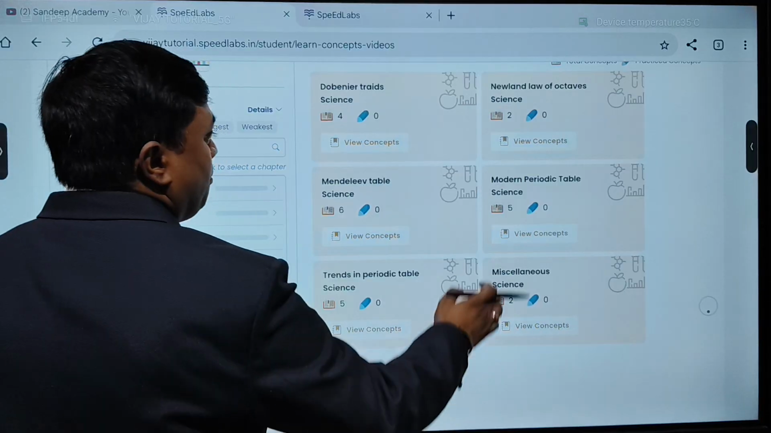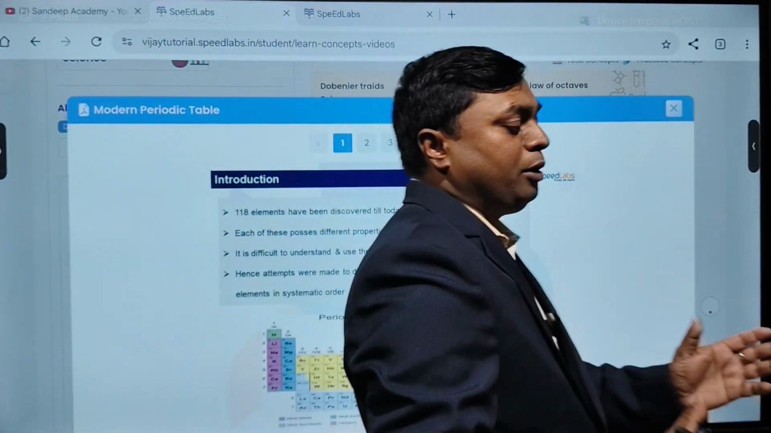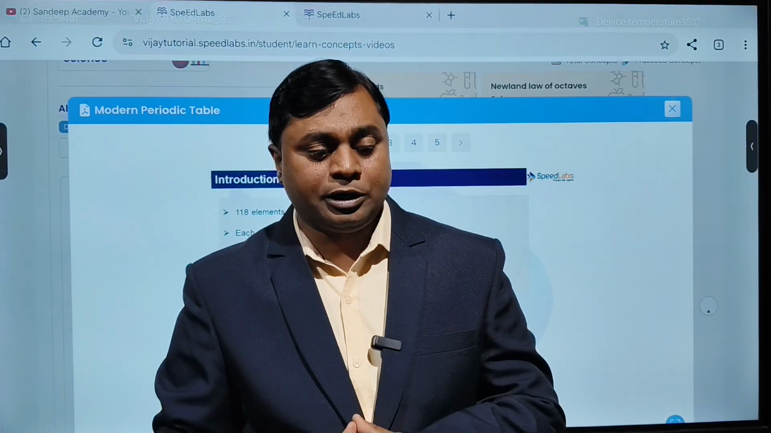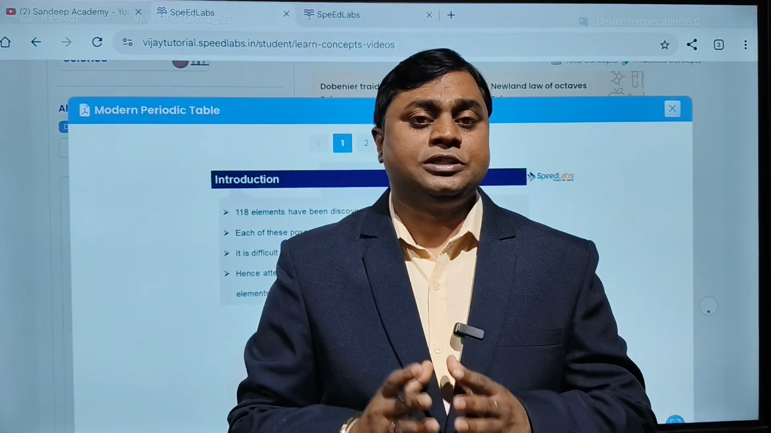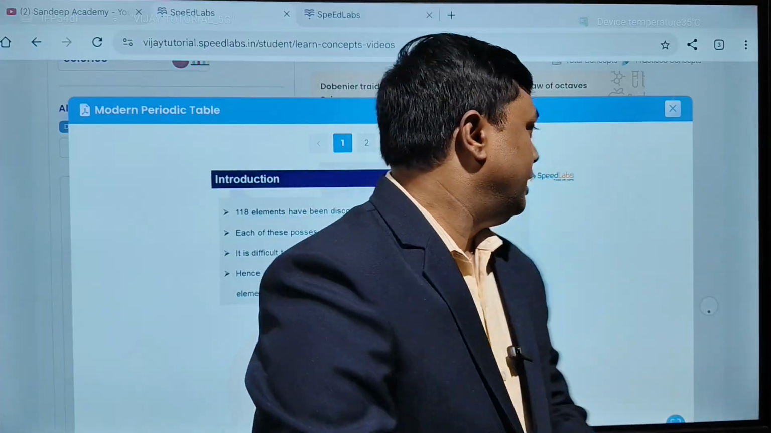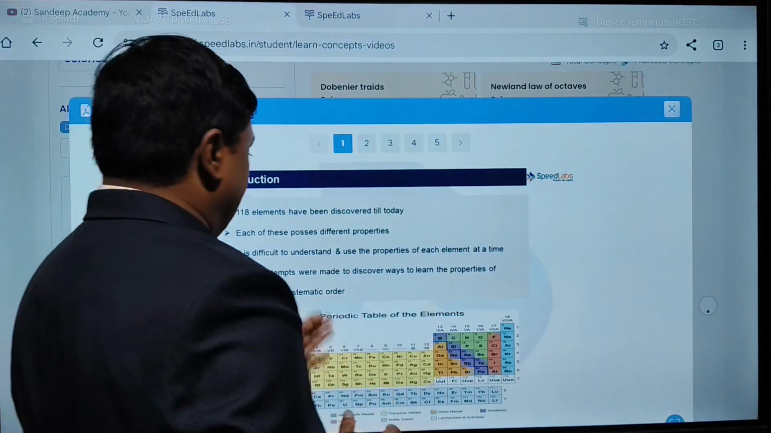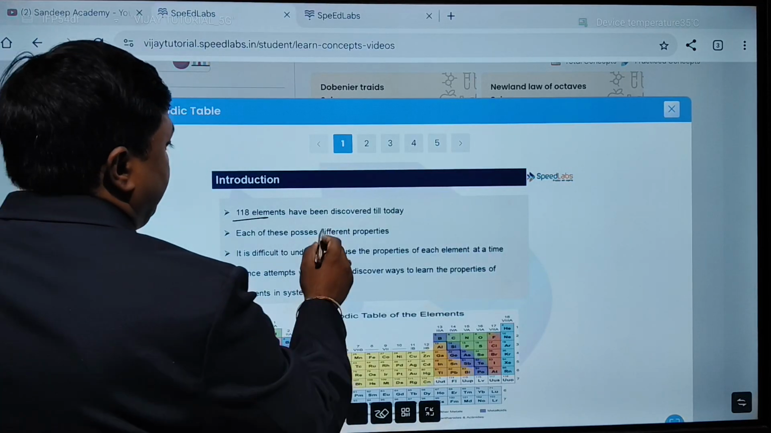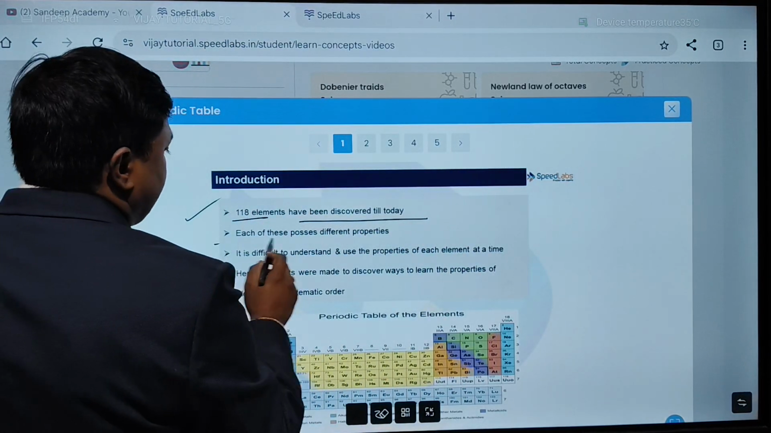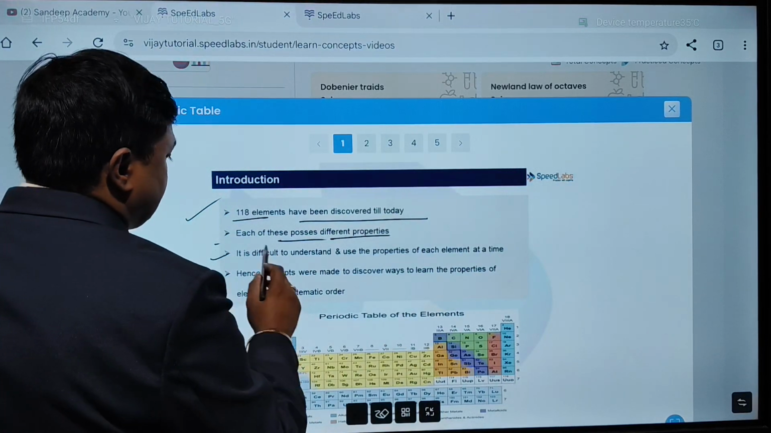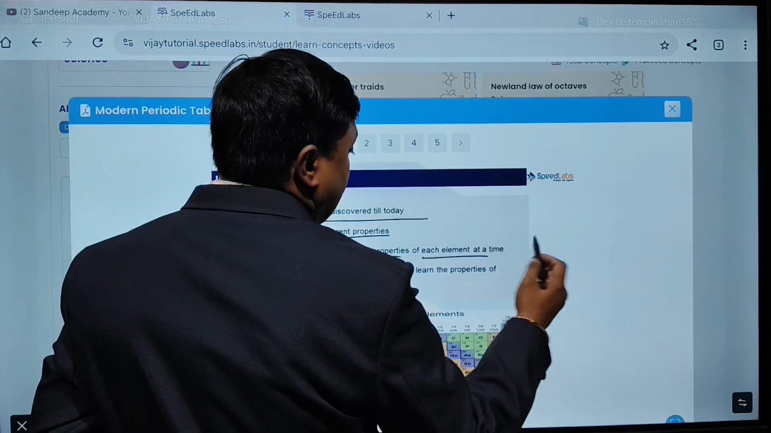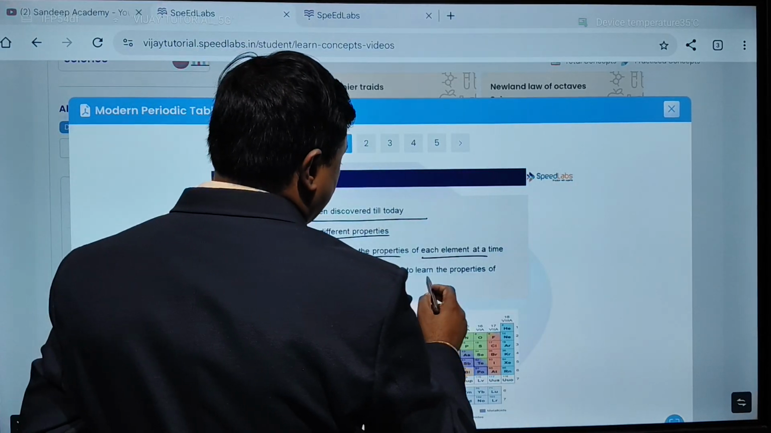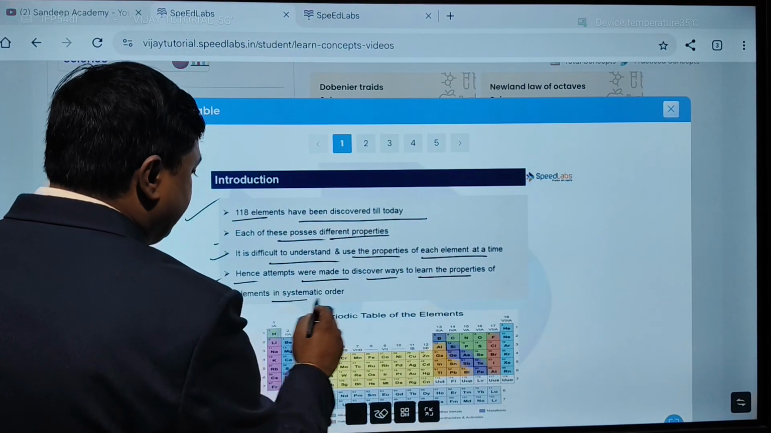Next, we talk about the modern periodic law. The modern periodic table is based on atomic number. What do you mean by atomic number? Atomic number is nothing but the number of protons present inside the nucleus of an atom. Yes or no? Currently 118 elements have been discovered so far. Each of these possesses different properties. It is difficult to understand and use the properties of each element at a time. So attempts were made to discover ways to learn the properties of elements in a systematic order.